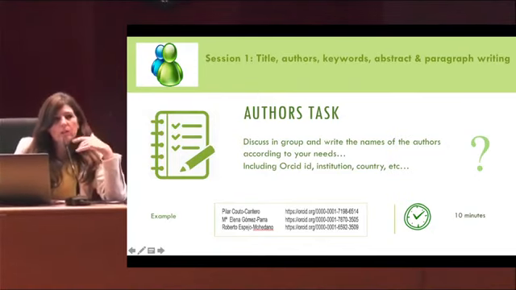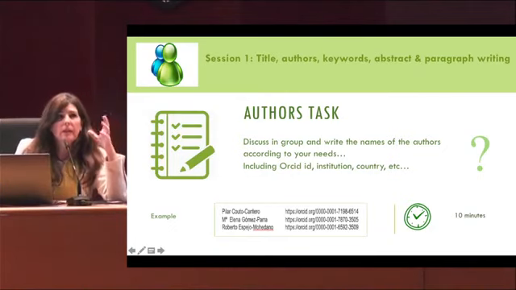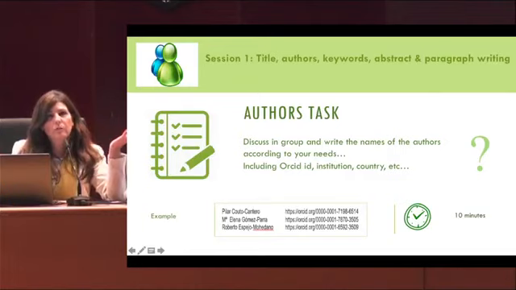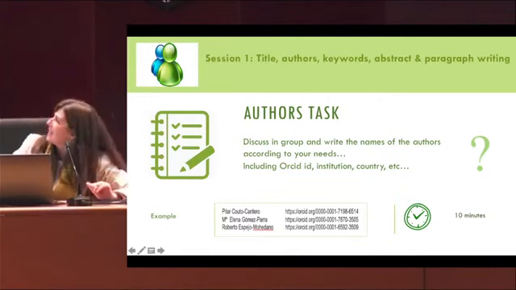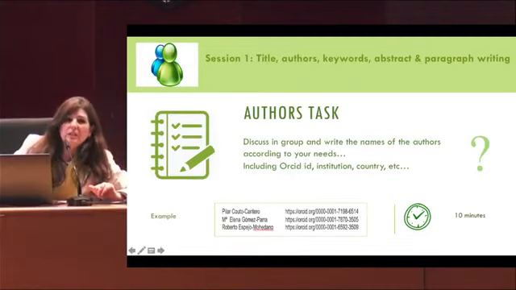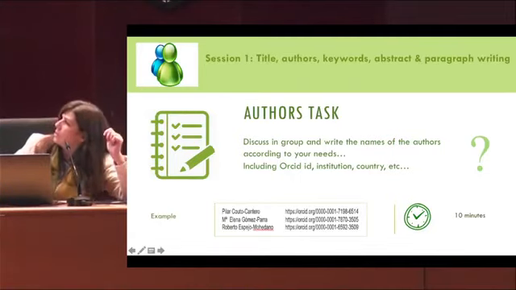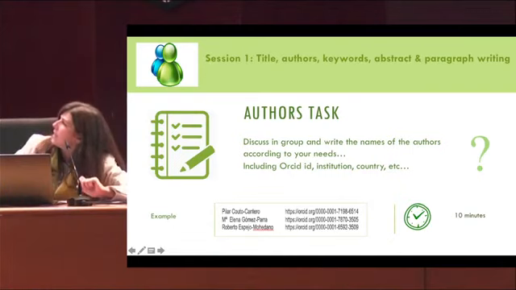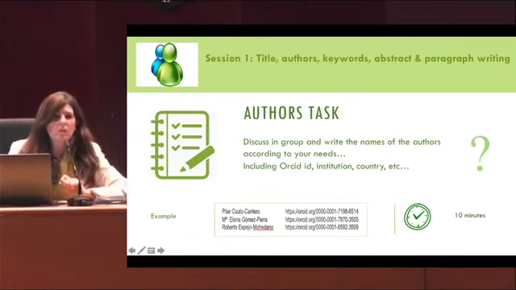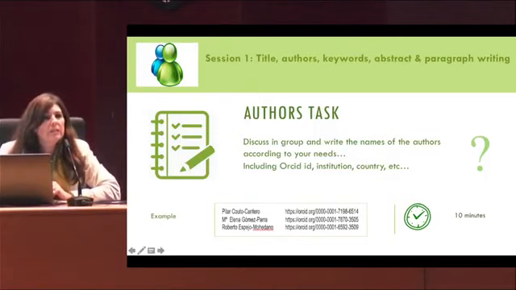So all the ORCID numbers have to be there somewhere in the article because they are going to ask for that. That means that you are alive, you are real in the scientific community, right? If you haven't got your ORCID number, you are no one, okay? So, discuss in group and write the names of the authors according to your needs. Remember what we've been discussing, including the ORCID, you can invent it, okay? You don't need to go now and register. And then write the institution, the country, and so on. I'll give you a couple of minutes for you to organize that, and we can go onwards.